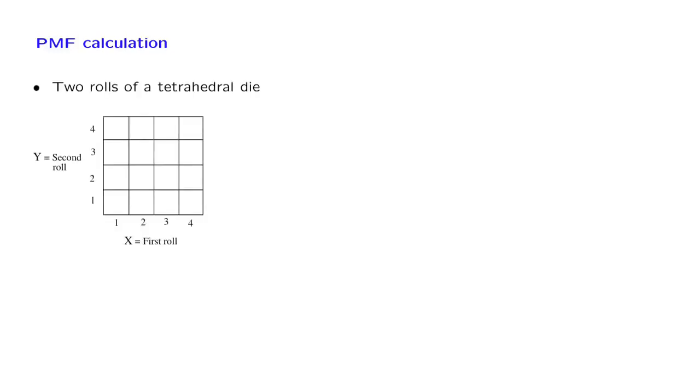Let us now go through a simple example to illustrate a general method for calculating the PMF of a discrete random variable. We will revisit our familiar example involving two rolls of a tetrahedral die, and let X be the result of the first roll, Y be the result of the second roll. And notice that we're using uppercase letters, and this is because X and Y are random variables.